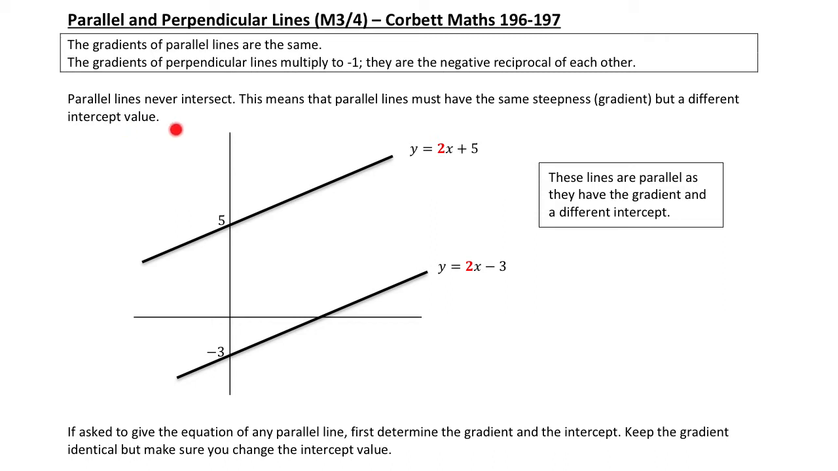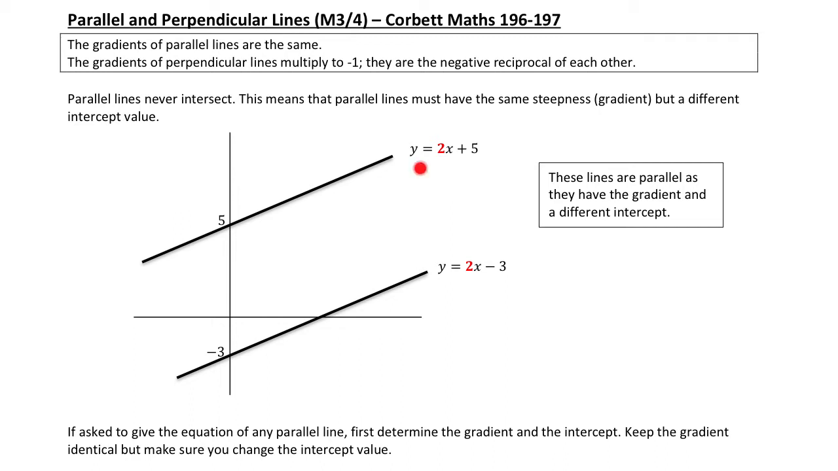So parallel lines, first of all, never intersect, so they never meet. They have the same steepness, the same gradient, but they have a different intercept value. So we can see that these two lines are parallel. They remain the same distance apart throughout the length of the line, and they have the same steepness and everything.